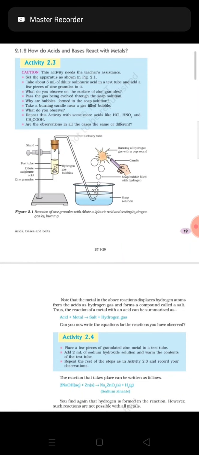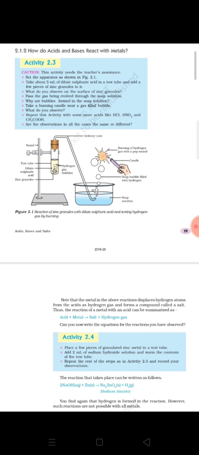Welcome everyone. So today we will discuss the chemical properties of acids and bases. So here it is given: how do acids and bases react with metals?